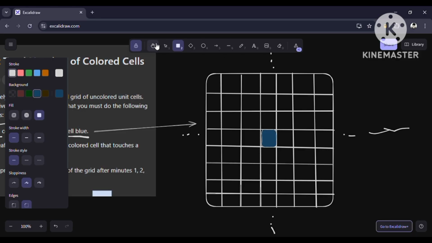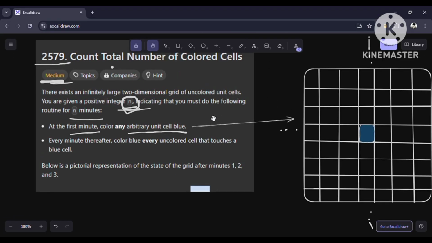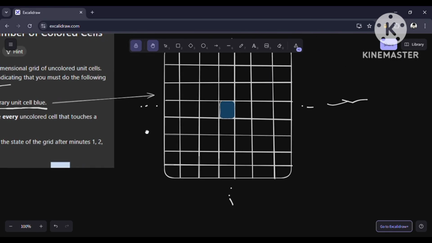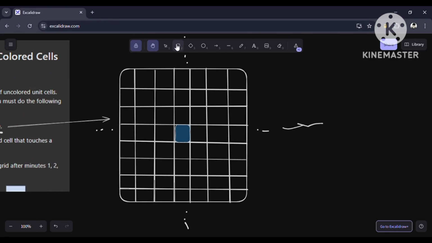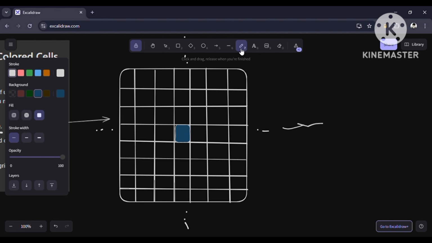Okay. Next line is saying that every minute thereafter, that means after the first minute, color blue every uncolored cell that touches a blue cell, right? Now which cells touch this cell? This one, this one, this one, and this one. Now I have to color these cells in my second minute. Okay, so color this.